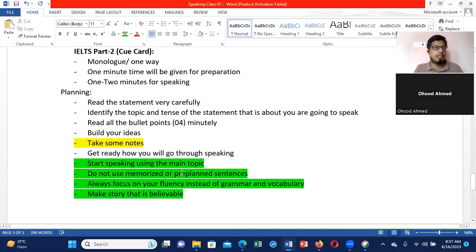How you will go through speaking: a few sentences you may keep in your mind. That's how you will start speaking using the main topic. Do not use memorized or pre-planned sentences. Always focus on your fluency instead of grammar and vocabulary. Make a story that is believable. Make a story that is completely believable.